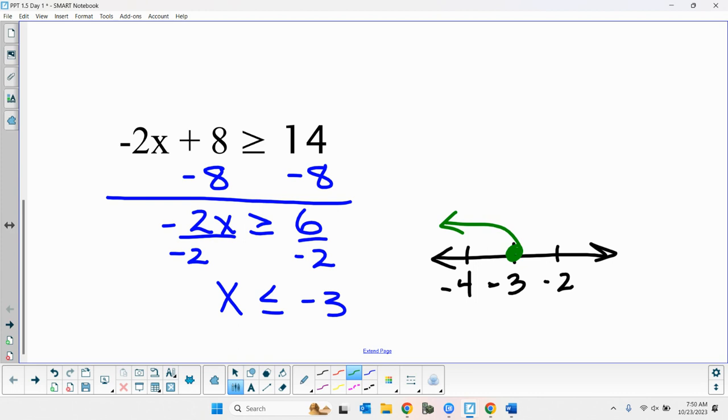Any questions on those first two? They're pretty easy. So those are the linear ones. Your basic, like algebra 1 stuff, right?